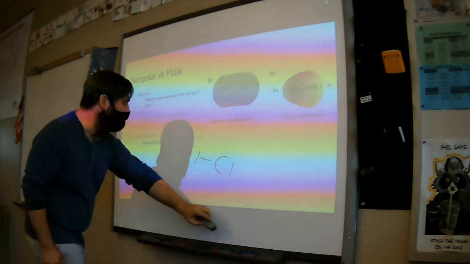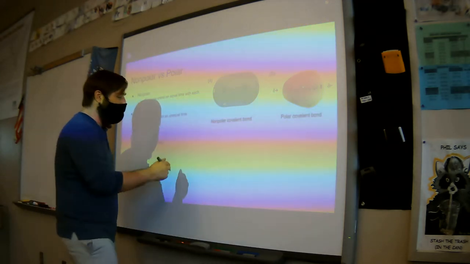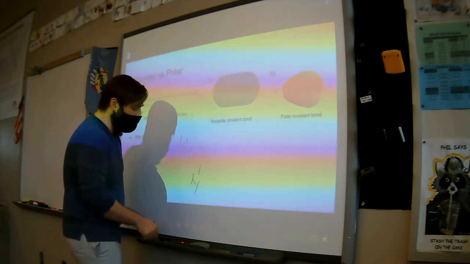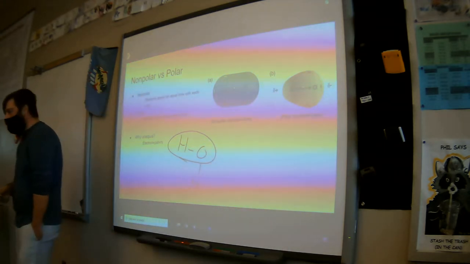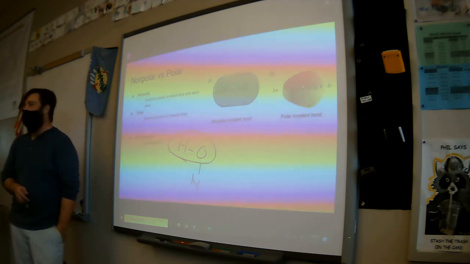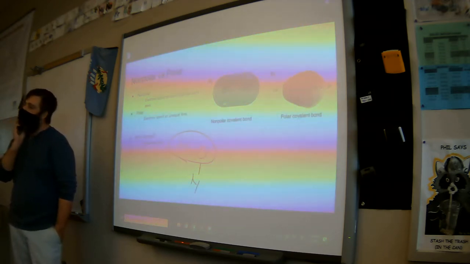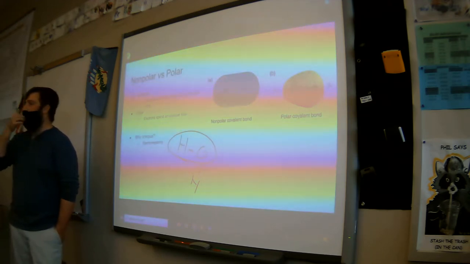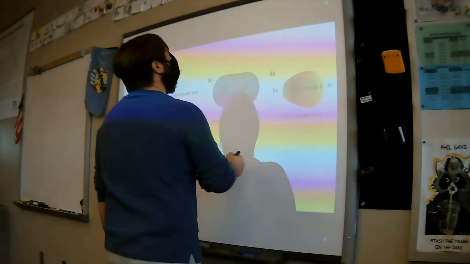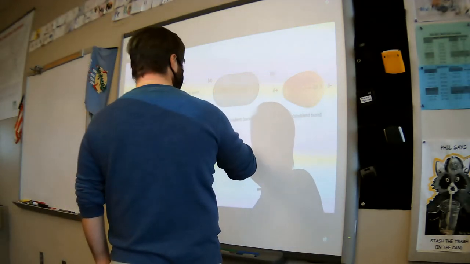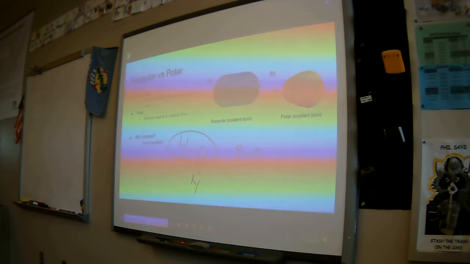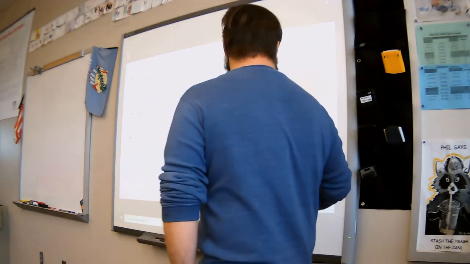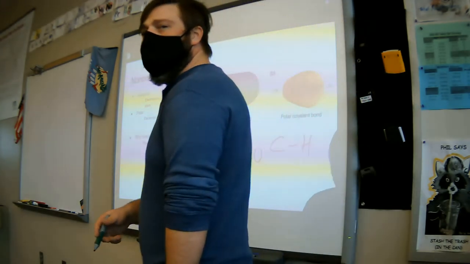Now, let's go through. What about some things like water? This is what water looks like. Okay? This bond here, this O-H bond, is that polar or non-polar? Polar, you say, right? Why? Yeah, one thing is different. What about, let's make it a little bit more difficult. Let's say phosphorus and oxygen. Is that going to be polar or non-polar? A lot closer, right? Okay. What about carbon and hydrogen? You think that's polar?